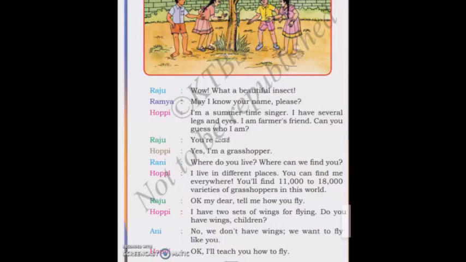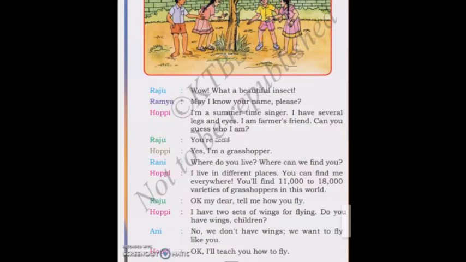Raju says in Kannada, you are a grasshopper. So Hoppy says, yes, I am a grasshopper. Hoppy says that it is a grasshopper.